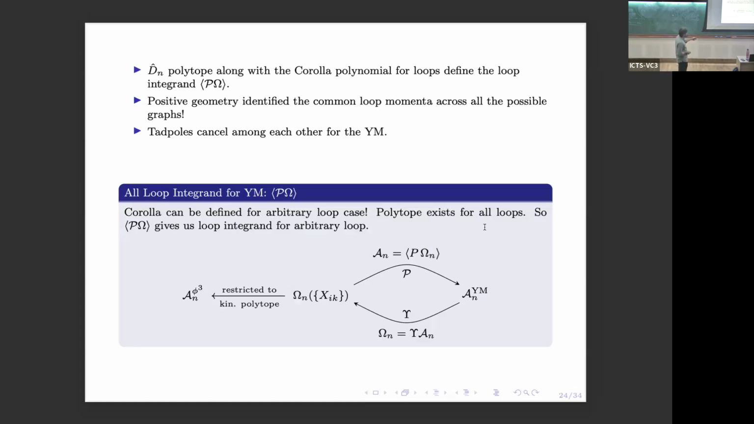And if you contract it with something P, then you get the Yang-Mills amplitudes, okay? And you can have some differential operator that takes you from here to here back as well. So in a way, you know how to invert P as well. That will be the next slide.